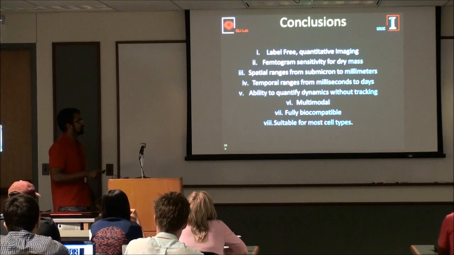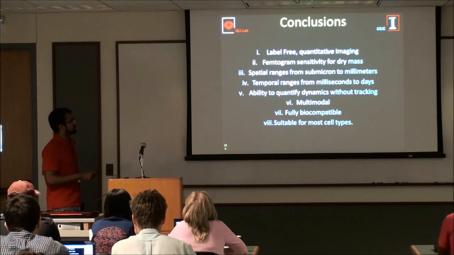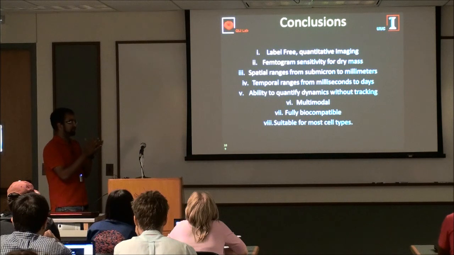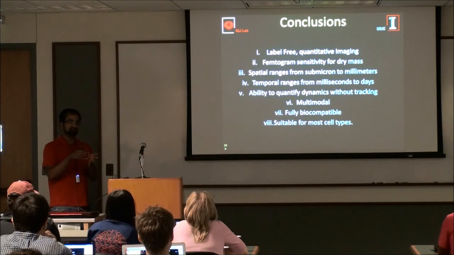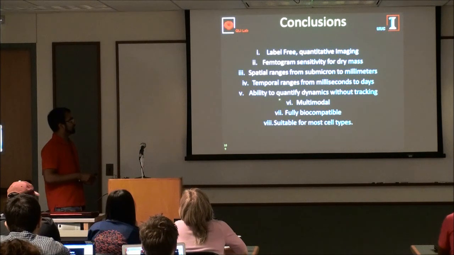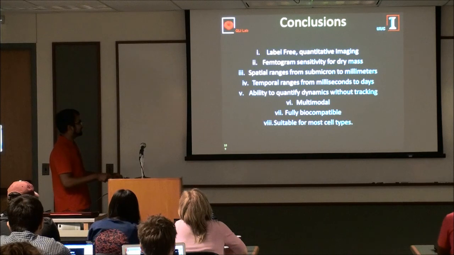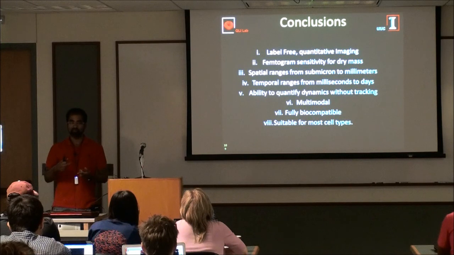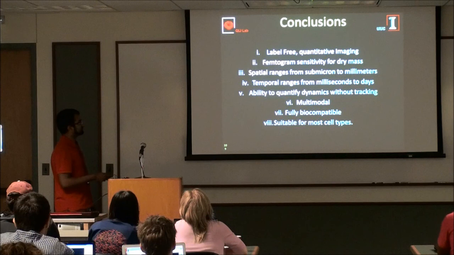So this is the conclusion in terms of live cell imaging using SLIM: we have label-free quantitative data, with femtogram sensitivity to dry mass. We can look at subcellular structures up to entire dishes, and we can look from really fast, short-scale dynamics to actually watching the cell grow over days. And we have this dispersion technique to quantify dynamics without actually having to go in and track cells. It's multimodal and fully biocompatible, and as I've shown you, we've looked at E. coli, cancer cells, and neurons, so we can look at all different cell types.